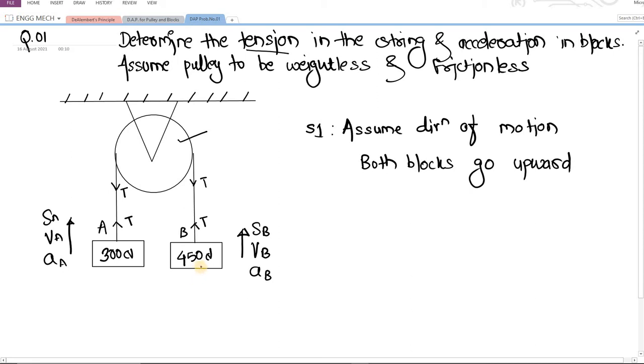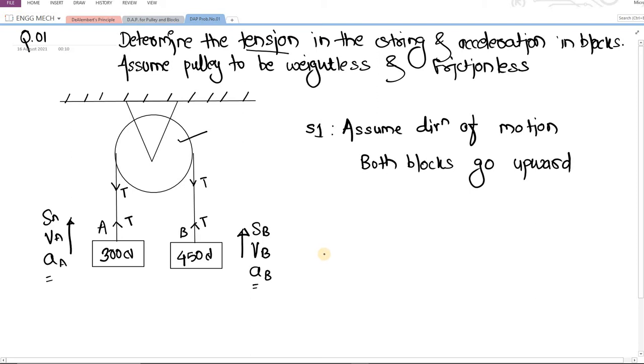But there will be some cases where you will be provided with more number of blocks and a more complex connection of string and the block. In those cases it will not be possible to directly mention which block will be going up or down. That's why we will just make a plain assumption that all the blocks go up, and when we are at the final stage of our numerical, the positive and negative value of acceleration that we calculate will tell us whether our assumption was correct or wrong.